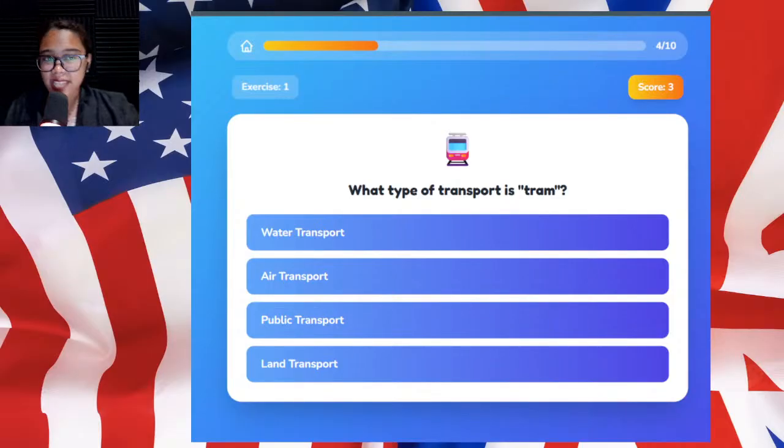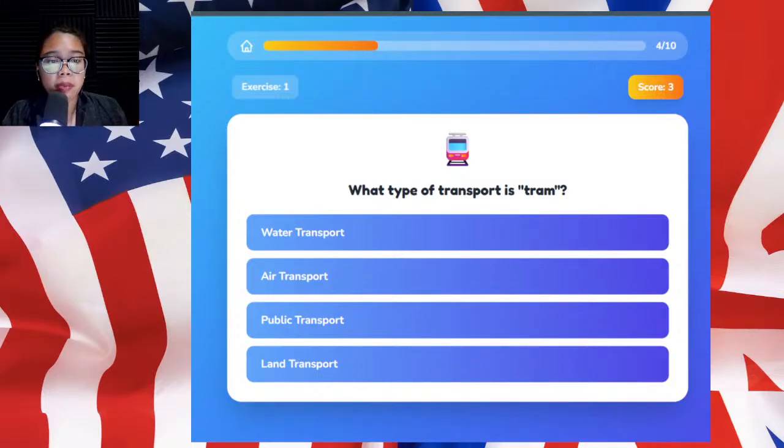Okay, what is the answer? What do you think is the answer? Let's try to do elimination. A tram is basically not a water transport, right? Because I've mentioned it travels by land. Now, that is also not an air transport. So our option here is it could either be public transport or land transportation vehicle.